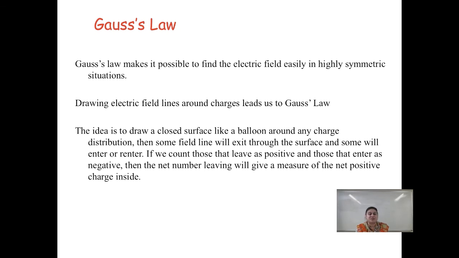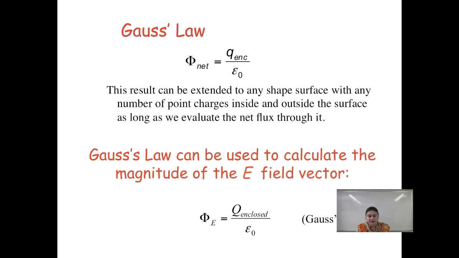Then some field lines will exit through the surface, and some will enter or re-enter. If we count those that leave as positive and those that enter as negative, then the net number of lines leaving will give us the measure of the net positive charge inside. Okay, so Gauss's law in a nutshell is the flux is equal to the Q enclosed over epsilon naught. That's all it says. So this result can be extended to any shaped surface with any number of point charges inside and outside the surface, as long as we evaluate the net flux through it.